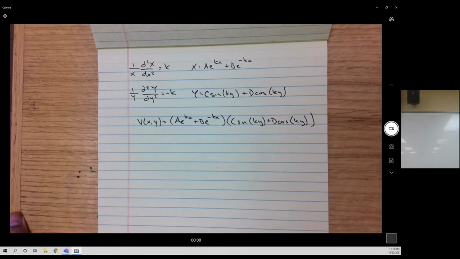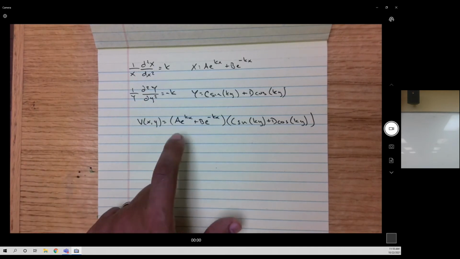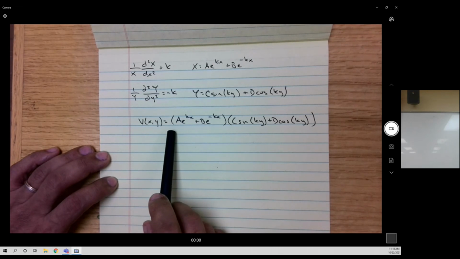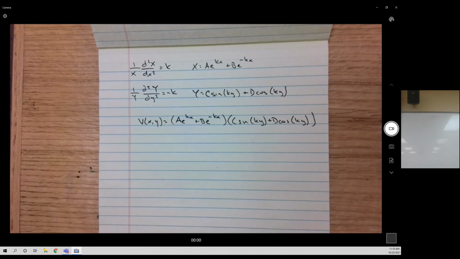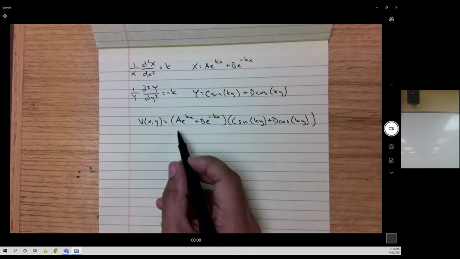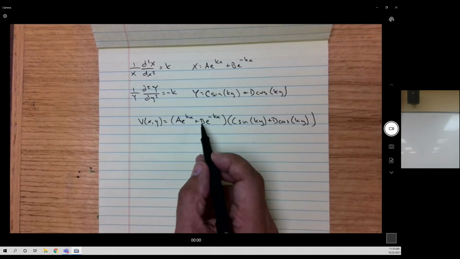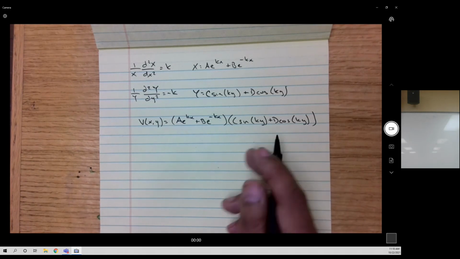Any questions so far? Okay, so we're not going to solve it all, but try to apply. We're going to try to find these boundary conditions, some of these constants, okay?